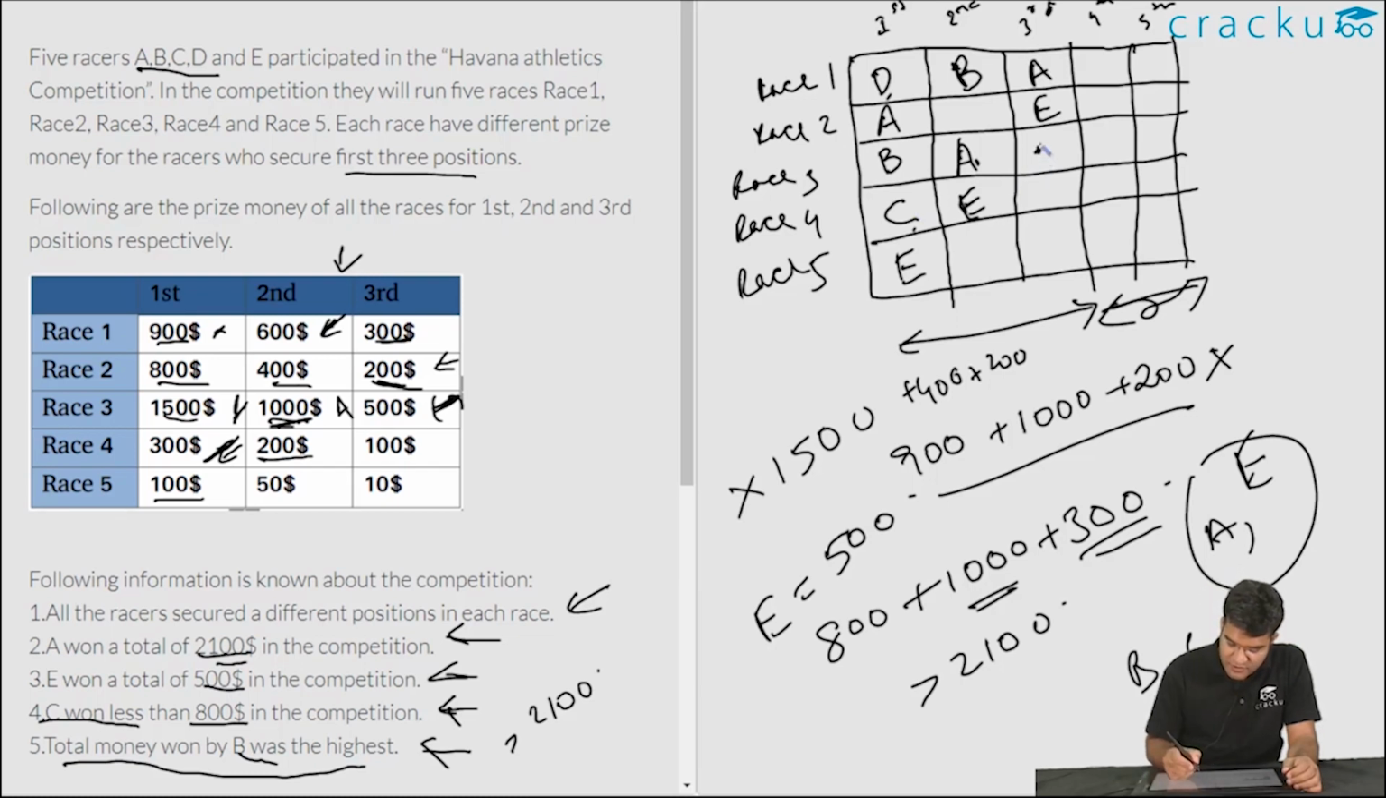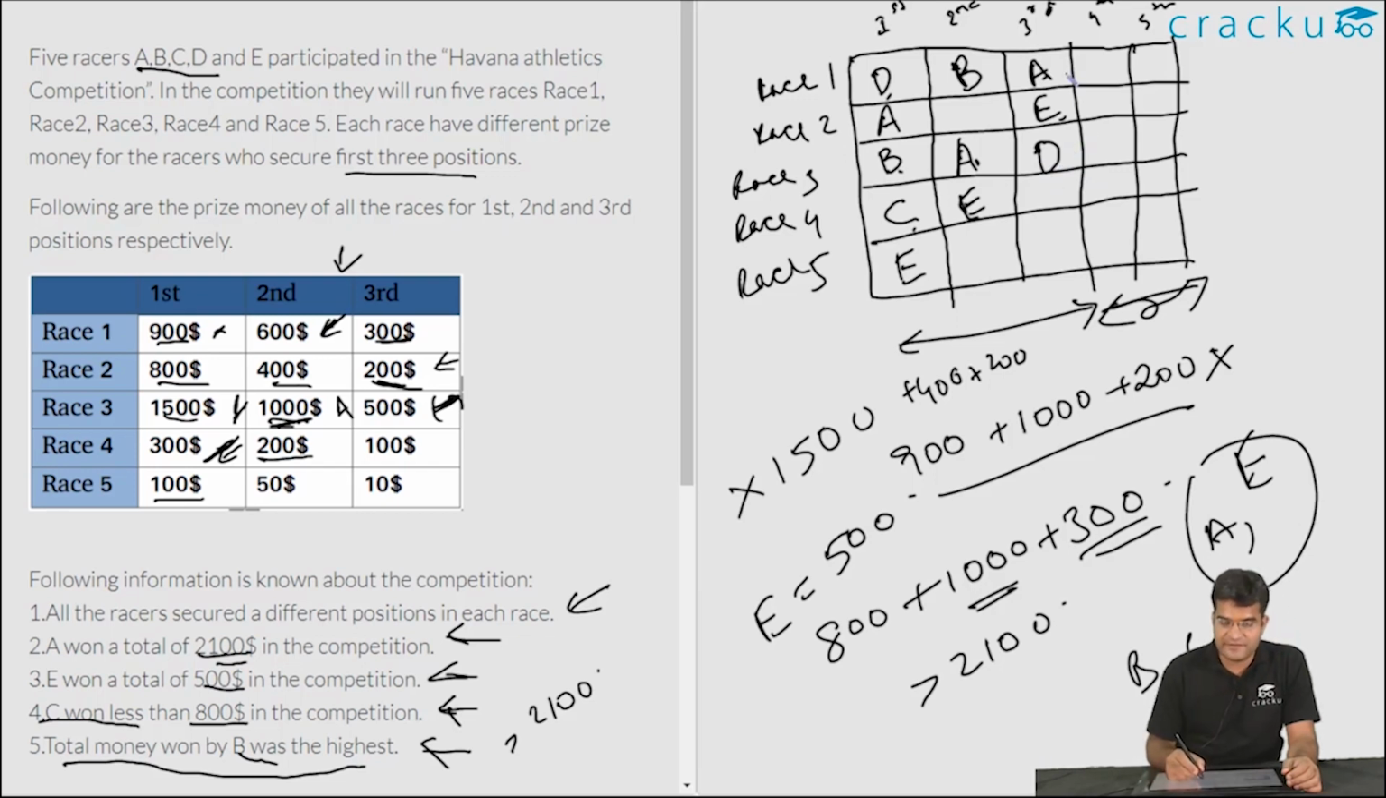If you look at this box, we know that it is not A, because it is there in the same column. We know that it is not B, because it is there in the same row. We know it is not E, because again it is there in the same column, and we have just proved that it is not C, because if C has won $500 here, his total will be greater than 800. So this has to be D.